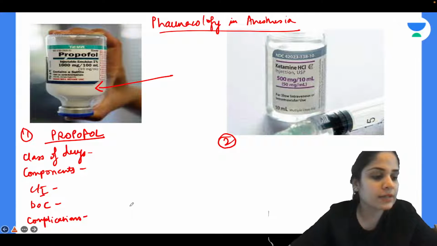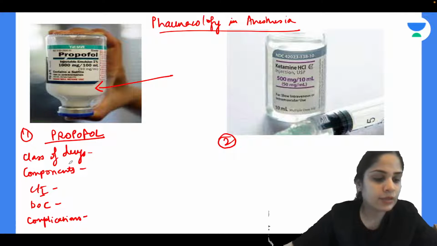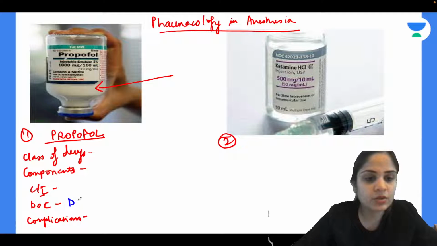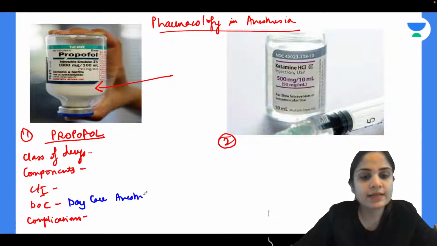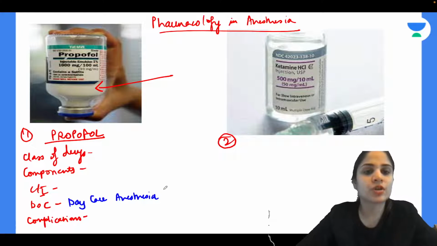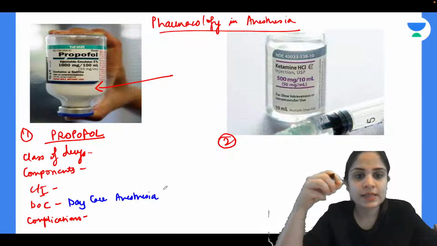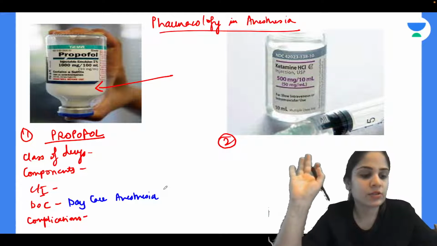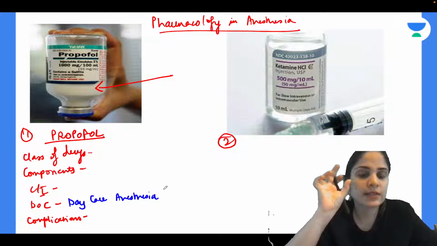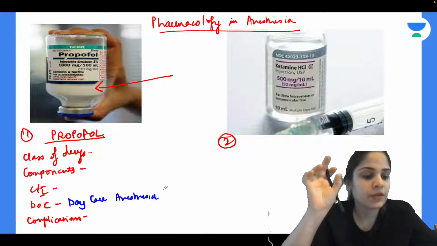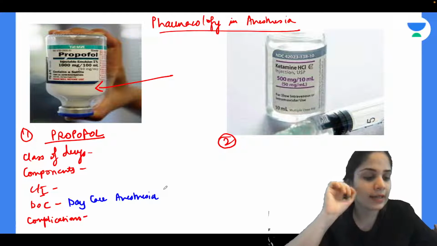What is the class of drugs that it belongs to? Yes, you are absolutely correct. It is the drug of choice in daycare anesthesia. What is daycare anesthesia? Daycare anesthesia, also called short stay services, means the patient is getting admitted in the morning, getting operated and getting discharged on the same day. So you need an agent which acts for a very short period of time. So that is the agent that we use for day care anesthesia.